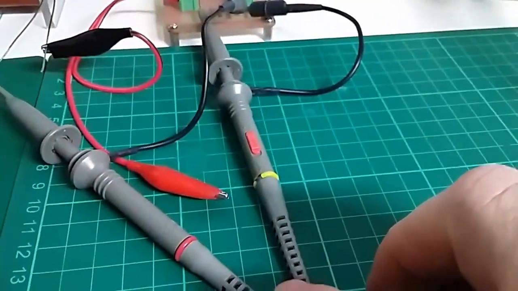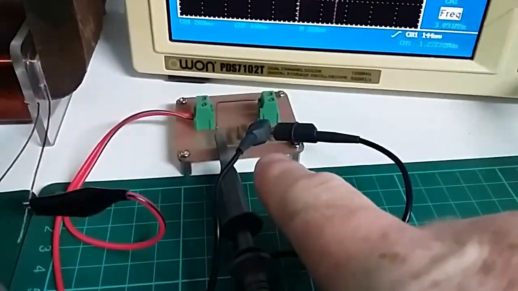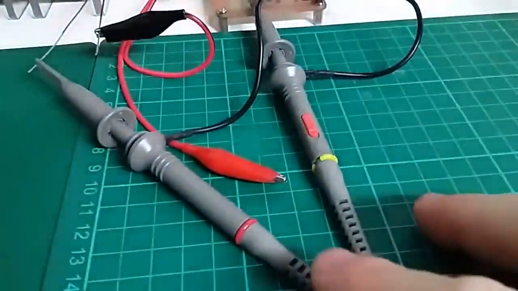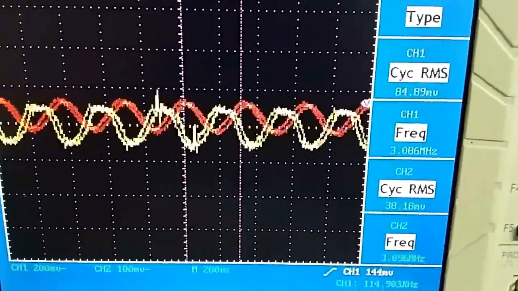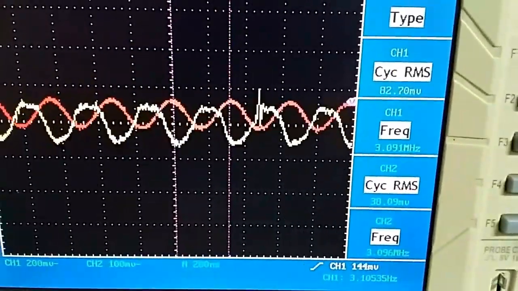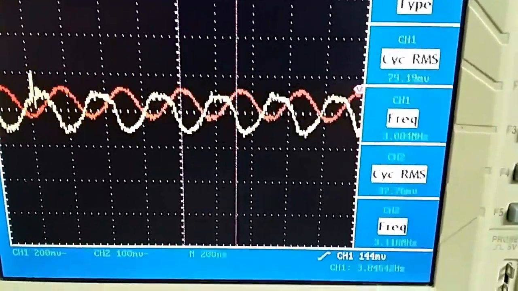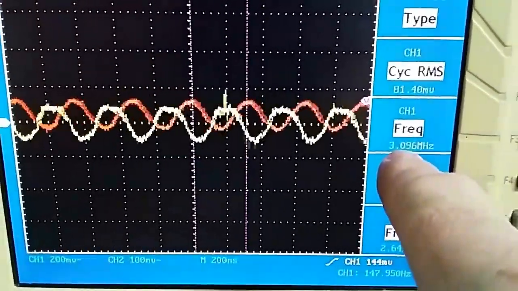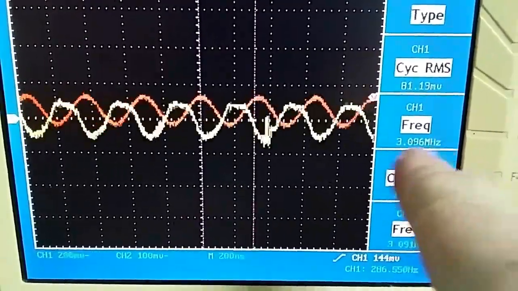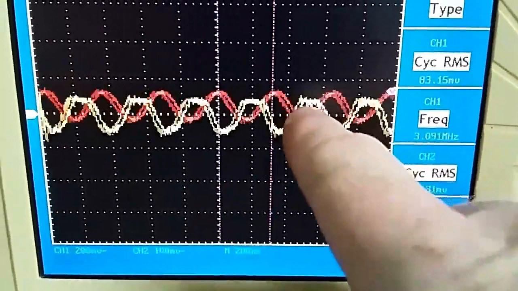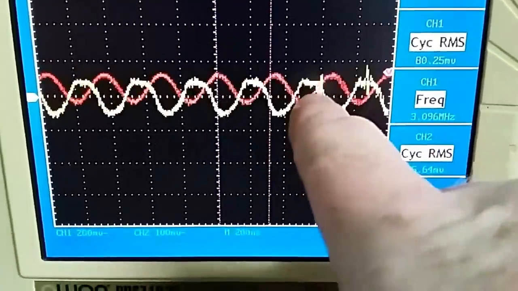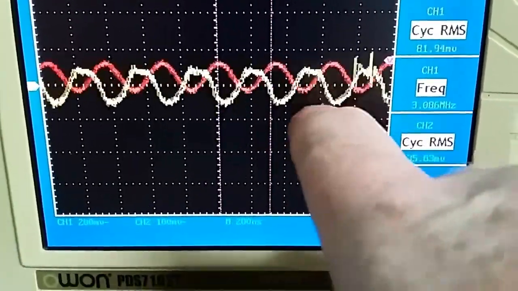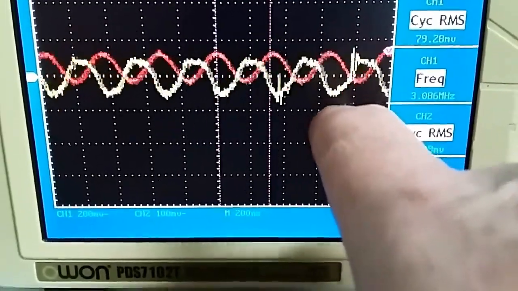Alright, so the yellow probe is measuring current, the red trace is measuring voltage, and you can see on the scope there, it's not triggering properly, but we're getting a waveform. Frequency at this stage we're looking at just over 3 megahertz. Now I want to go through and just explain. You can see that the current and the voltage are out of phase, and it's well out of phase. It's more than 180 degrees.